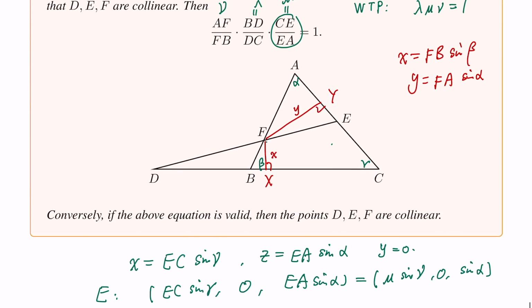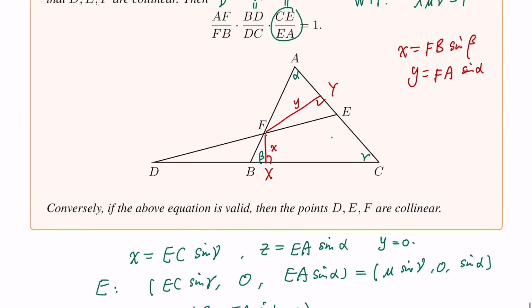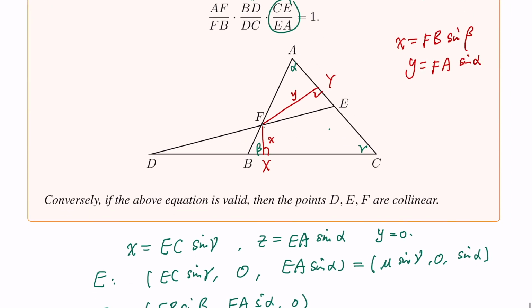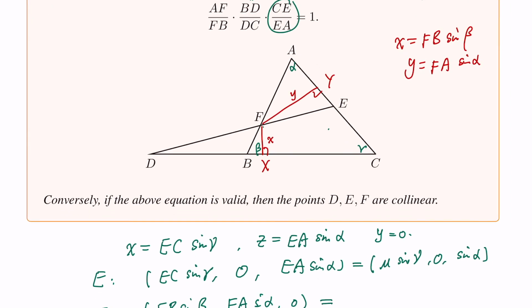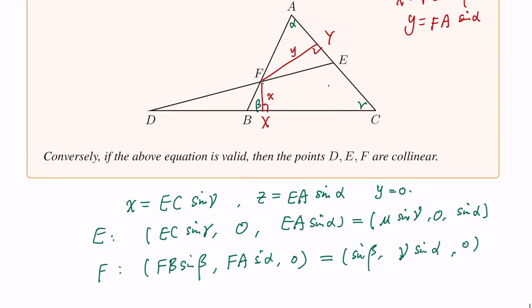So again, FA divided by FB is equal to nu. So if I divide the 3 components by FB, I would get sine beta, nu sine alpha, and 0. This nu is too similar to gamma, but they are different Greek letters. Okay, so this is F.